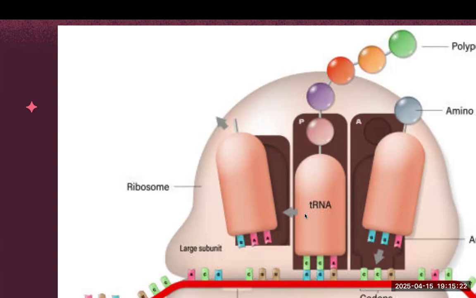Does everyone understand that so far? Yeah, so how I think of it is the first is the A site. So I think attachment. This is where it's attaching, right? And then P, you can think peptide or prolong. All right. So that's elongation. The chain's getting longer. And then E is the last one. And I think exit.